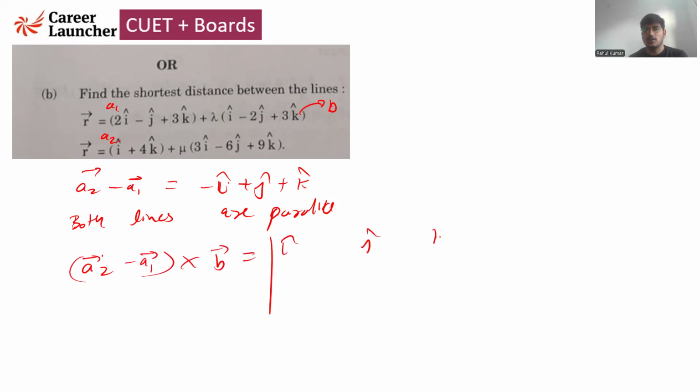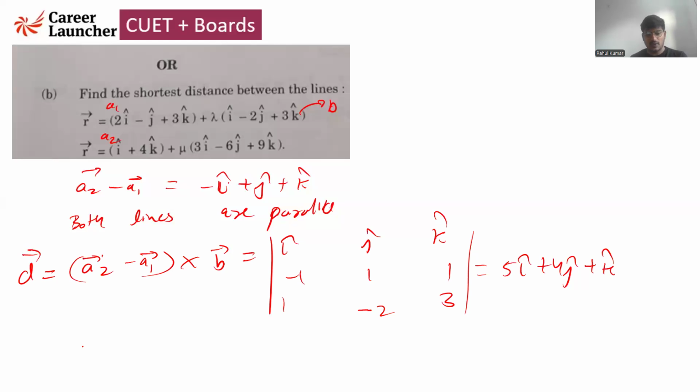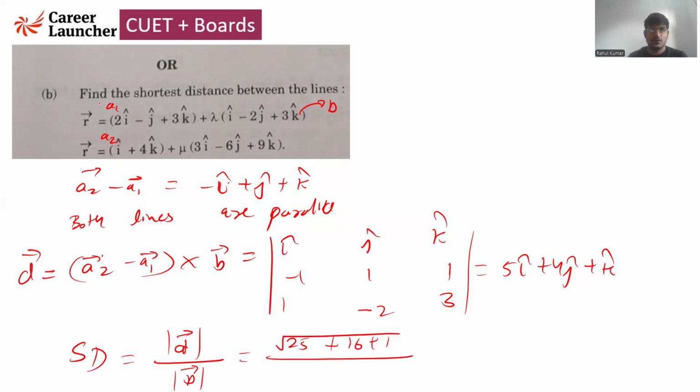So i, j, and k cap. I'll have 1, minus 2, and 3. Let's try to calculate this. 3 plus 2 is 5 i cap. Then I have minus 3 minus 1 plus 4 j cap. And the last but not least, I have 2 minus 1 plus k cap. Now I will label this as a D vector. And what is the shortest distance from the D vector's magnitude? What is the D vector magnitude? It will be the square root of 25 plus 16 plus 1. And what is D vector magnitude? Just give me a second, guys.